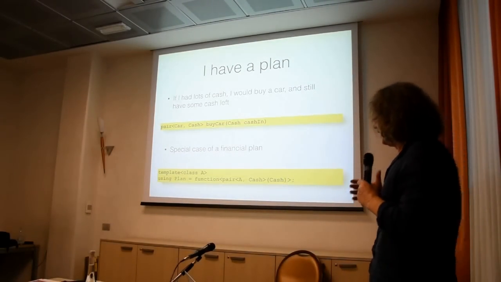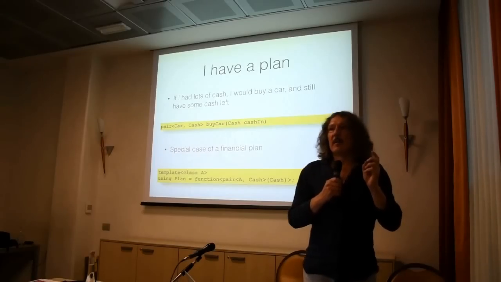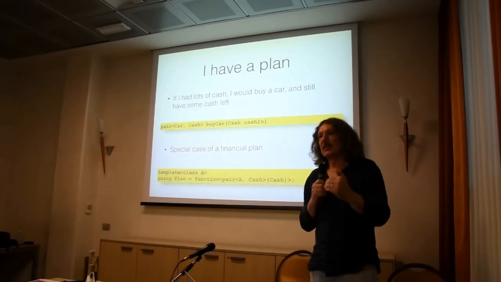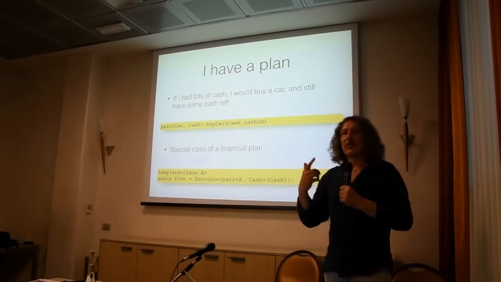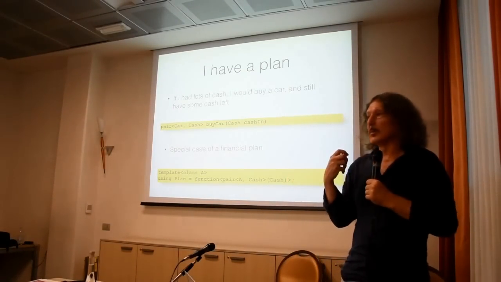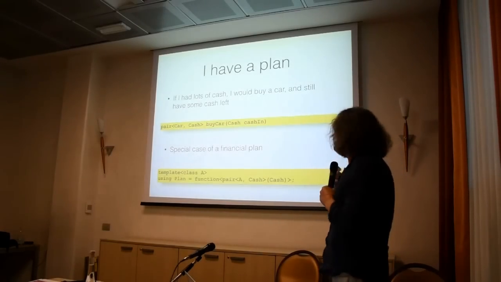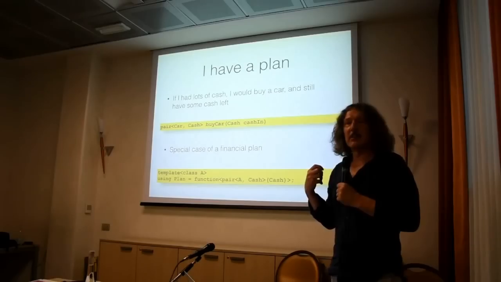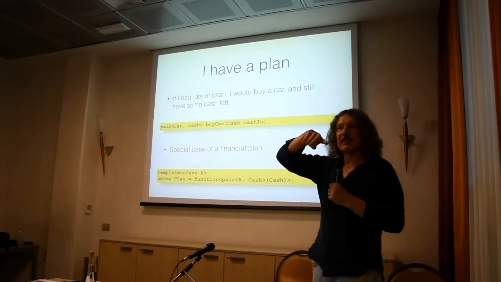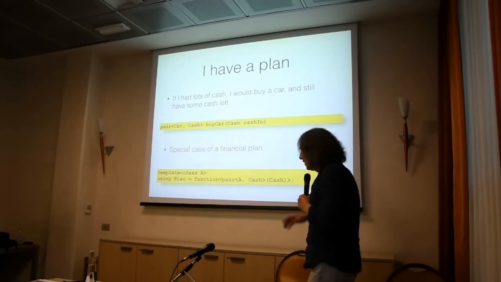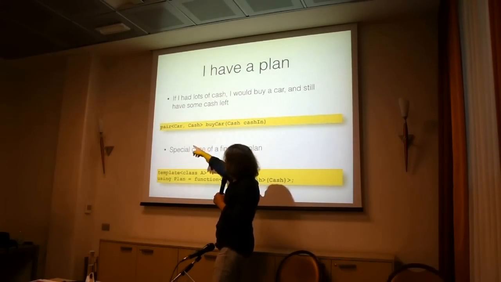So this kind of thinking is very similar to planning the future. Because you're not saying I'm doing this and I'm doing this and then I'm doing this. It says I have a plan to perform something if I have some input. So, for instance, if I had lots of cash, I would buy a car. And then I would still have some leftover cash. So this cash now is my state. Like I had a list before, now I have cash, right? So a plan to buy a car is a function that takes cash and returns a pair, car and cash.